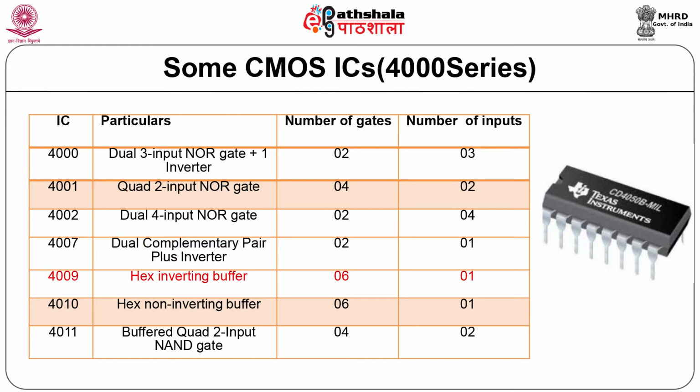4009 is a hex inverting buffer. So, the number of gates is 6 and the number of inputs 1. 4010 is a hex non-inverting buffer, again the number of gates is 6 and the number of inputs is 1 for each gate. 4011 is a buffered quad 2 input NAND gate. So, the number of gates is 4 because it is quad and there are 2 inputs for each gate.